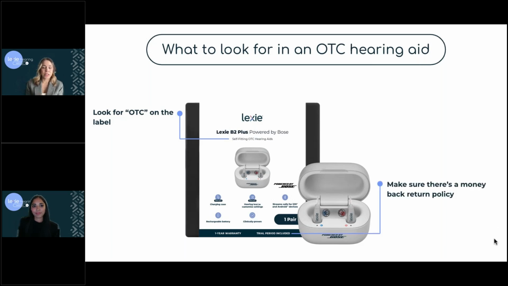It can take several weeks to get used to hearing aids. OTC hearing aids, prescription hearing aids, it doesn't matter. It takes some time to get adjusted to it. So you want to make sure that you're given enough time to try it out and get adjusted.